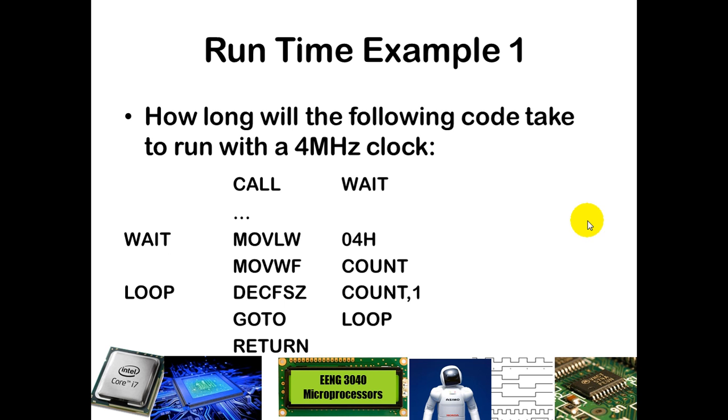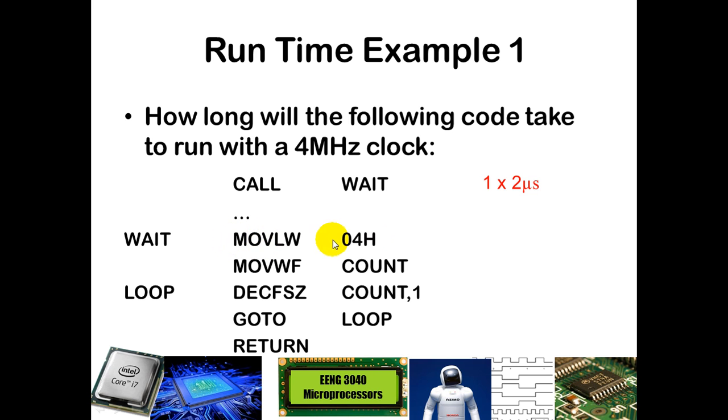Here we have a call to a subroutine. One of the things we do want to account for when we are thinking about how long subroutines take is that simply executing the call to the subroutine takes 2 clock cycles, or 2 microseconds. So we know that gets executed once, and that will take 2 microseconds.